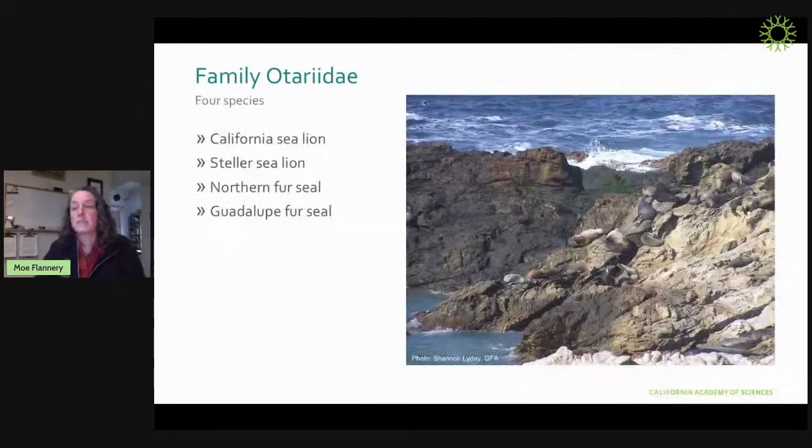So in the San Francisco Bay Area and along the West Coast, you can find 4 species of otariids. We have California sea lion, northern fur seal, Steller sea lion, and Guadalupe fur seal. Even though the fur seals have seal in their names, they are an eared seal. They are part of the otariid family.